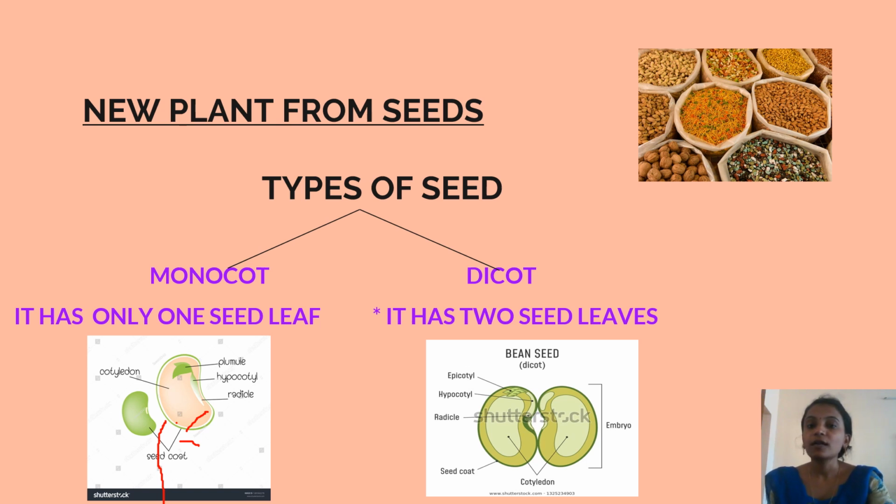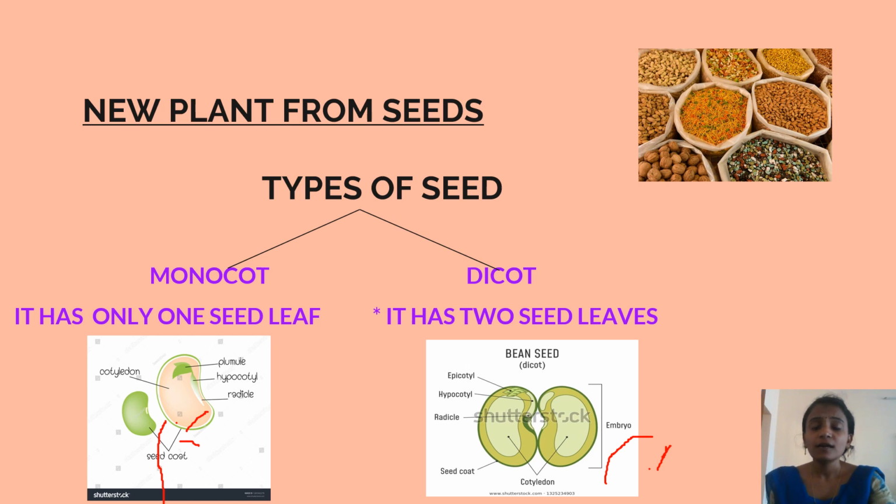Coming to the dicot seed, we all know that it has two seed leaves. See the picture of the dicot seed. Same, it has the seed coat, the outer covering of a seed, and it also has the baby plant. These two seed leaves are also called cotyledons. Here the baby plant eats the cotyledon.